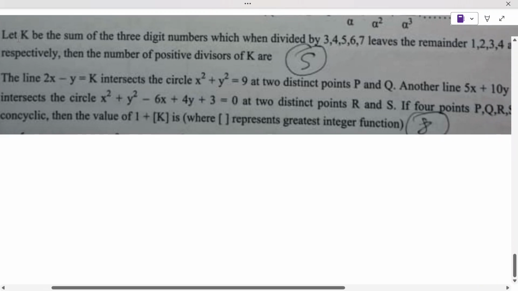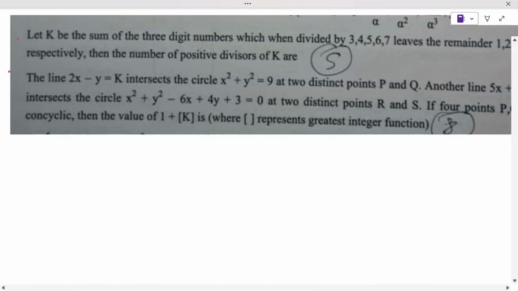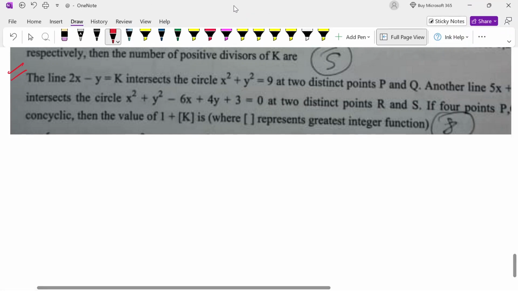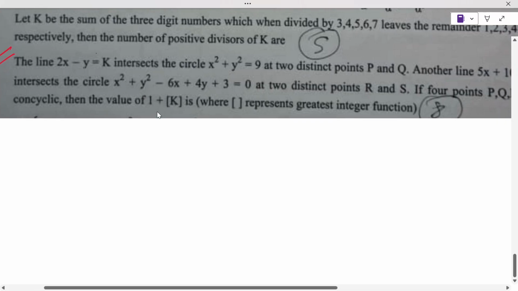Let k be the sum of three digit numbers. Of course we can discuss this question, because I guess I discussed this question previously as well, maybe with you or not, I just wanted to recall. Here a particular line is there, and it intersects the circle at two points.